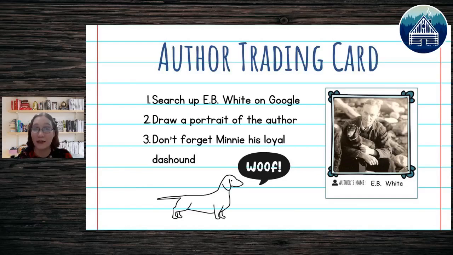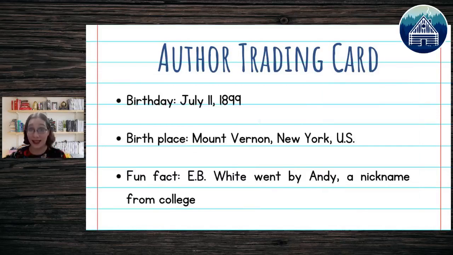So I would highly recommend, if you're going to be doing your card, go ahead and search up E.B. White on Google and draw a portrait of the author. But don't forget to add Minnie, his loyal dachshund. As you can see in his author photo, he posed with his dog in the picture. So it was his beloved dog. So you've got to make sure and include it in your author trading card. And you'll want to go ahead and put E.B. White on your card. Okay, let's talk about the backside of the card.